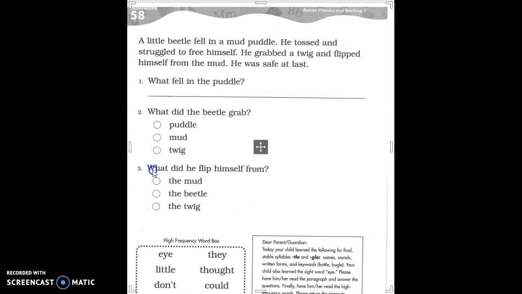Number 3. What did he flip himself from? The mud, the beetle, the twig? What did he flip himself from? The mud, the beetle, the twig? When you're finished, turn in your worksheet to your teacher.